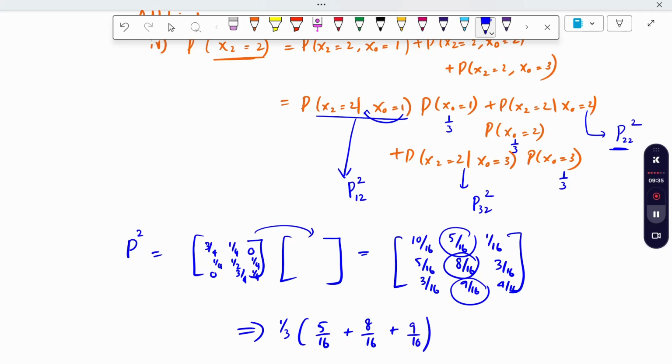So add everything. I'll be getting the answer to be 1 by 6. 1 by 6 is my final answer.